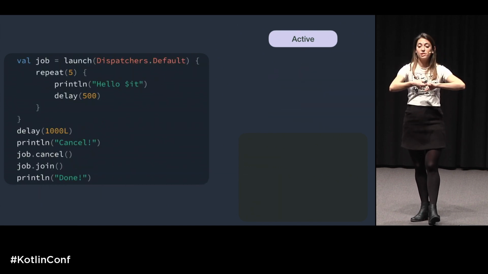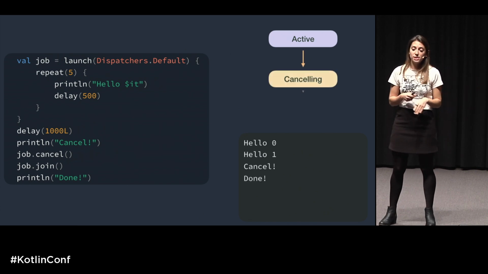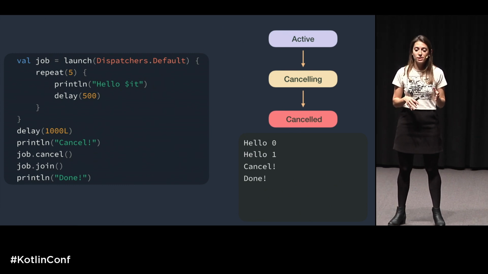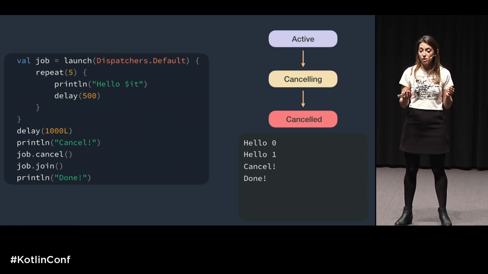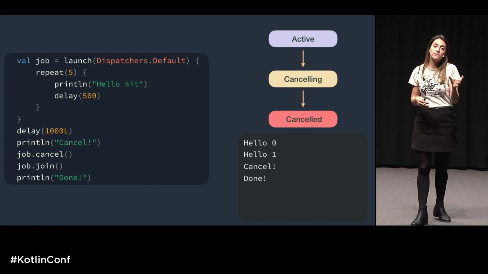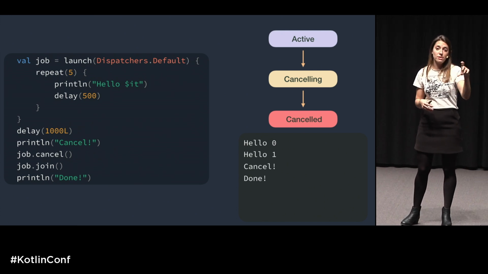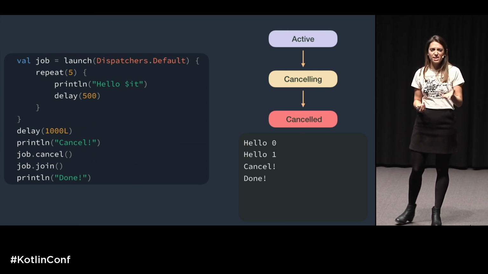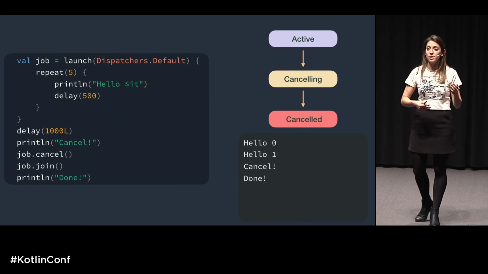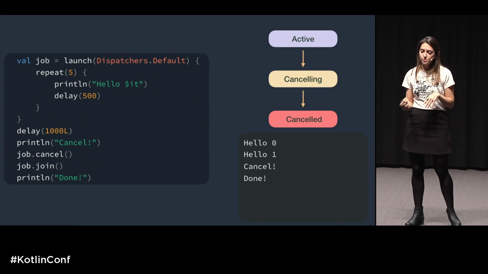If we're reversing the order, so we're first calling cancel and then join, we see that we have first the first two hellos being printed, then our cancel gets called, we're getting in the canceling, then canceled state. So the role of the join is just to make sure that whatever work was happening there in the coroutine is finished. This, I think, is also specifically helpful if you're testing your code and you want to make sure that the coroutines that you're launching have finished.